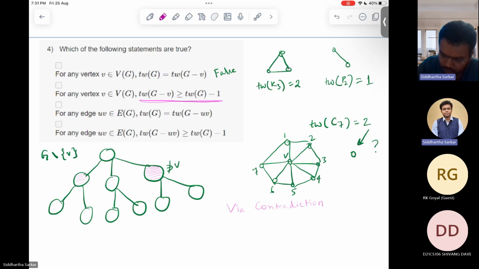Okay, so let's move to the next one. What is this next statement? It says that for any edge UV in the graph, if you drop that edge, if you delete that edge from the graph, then the tree width does not change. It remains the same.